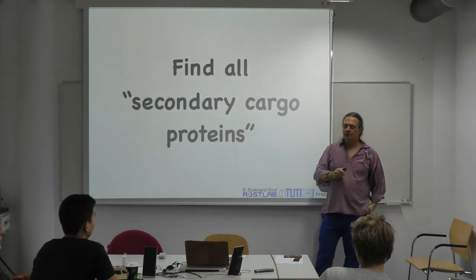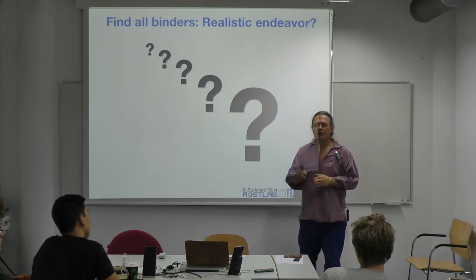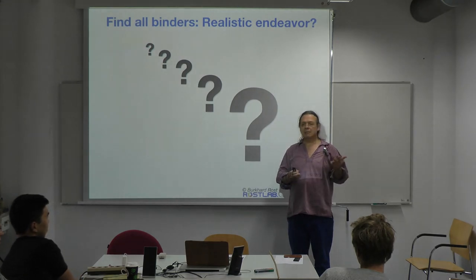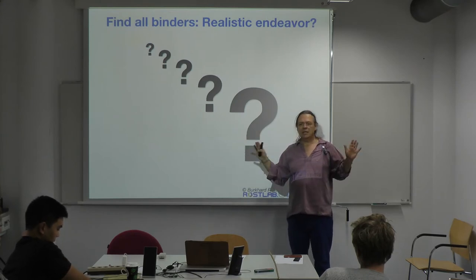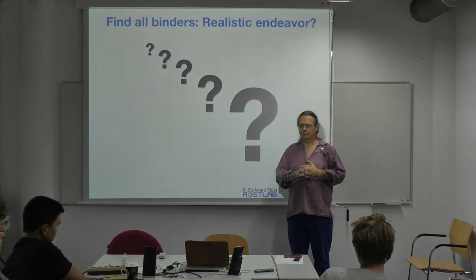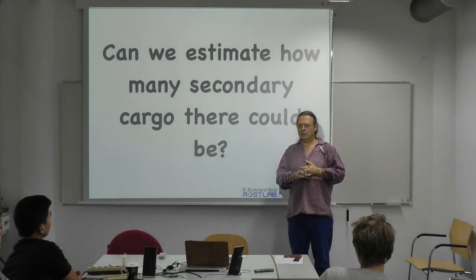How can we find all the secondary cargo? How could we estimate whether that is true? So whether, in fact, the known motifs that I have, NLS, signal peptides, transit peptides, and all of these kinds of things, along with protein interaction, completely explain the story. How could we figure that out? We would have to estimate, essentially, how many secondary cargo there are. How can we do that?